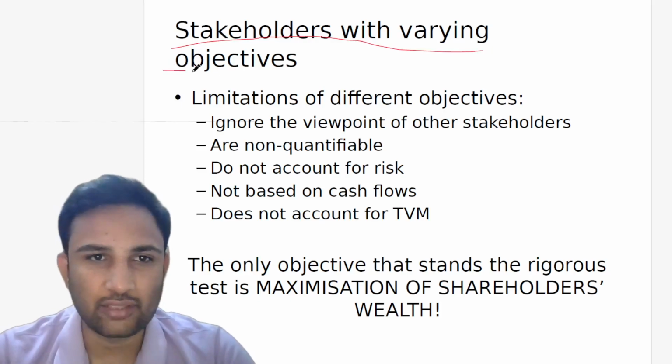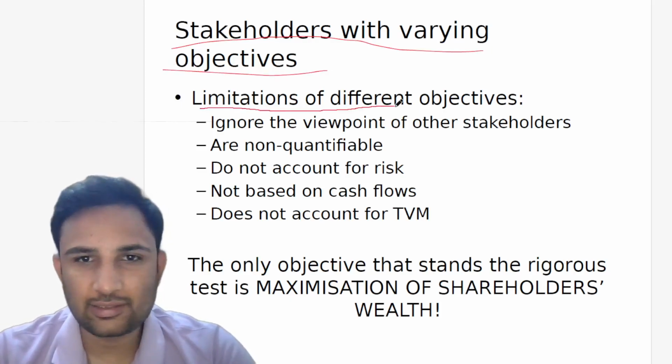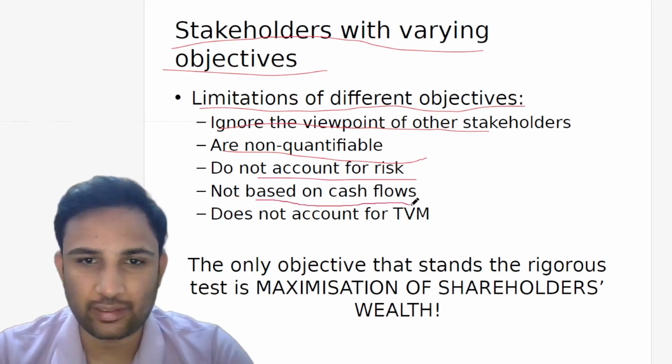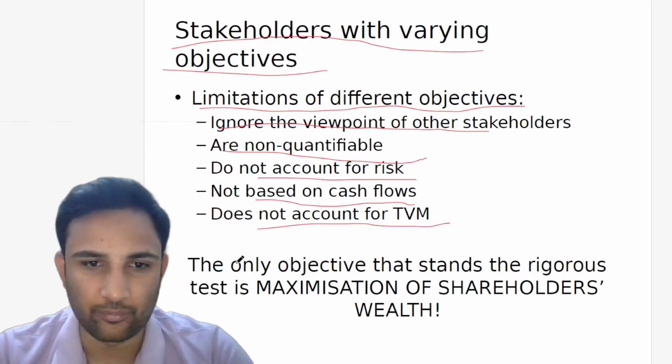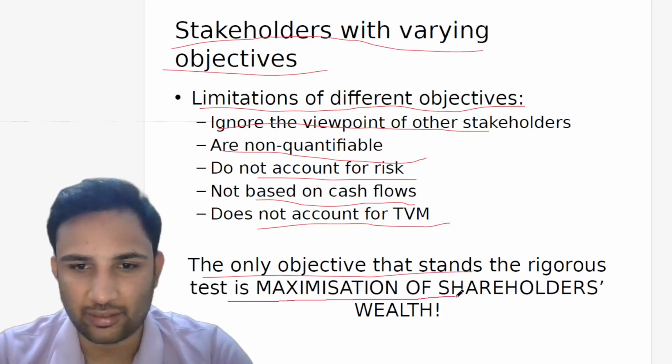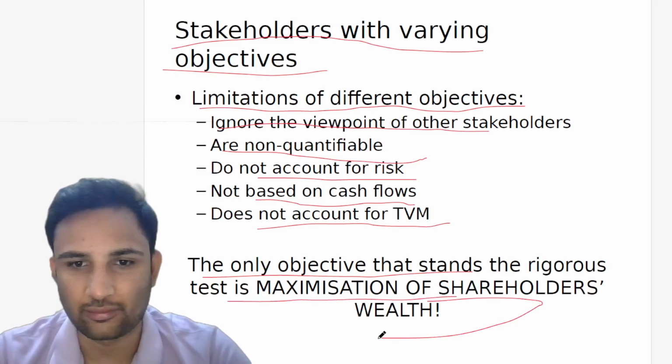Stakeholders with varying objectives. Limitations of different objectives are: they ignore the viewpoint of other stakeholders, are non-quantifiable, do not account for risk, are not based on cash flows, and do not account for TVM. The only objective that stands the rigorous test is maximization of shareholders' wealth.